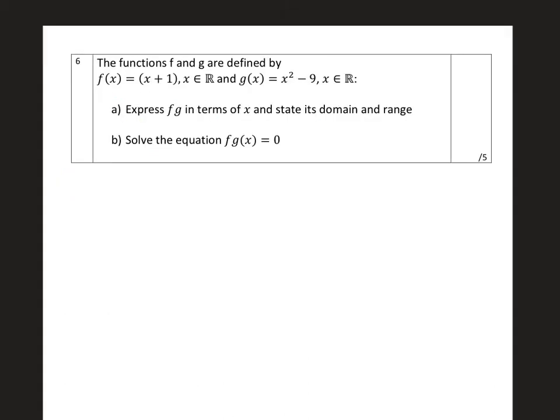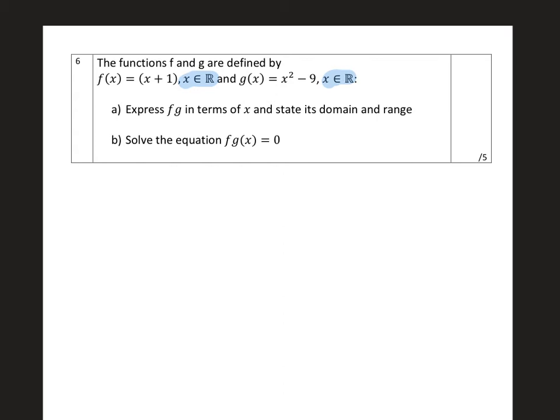So the functions f and g are defined by f of x is x plus 1. And this bit here just tells me what x can be. That is, x can be any real number. And g of x is x squared minus 9. And this tells me what x can be. It's in x is any real number.